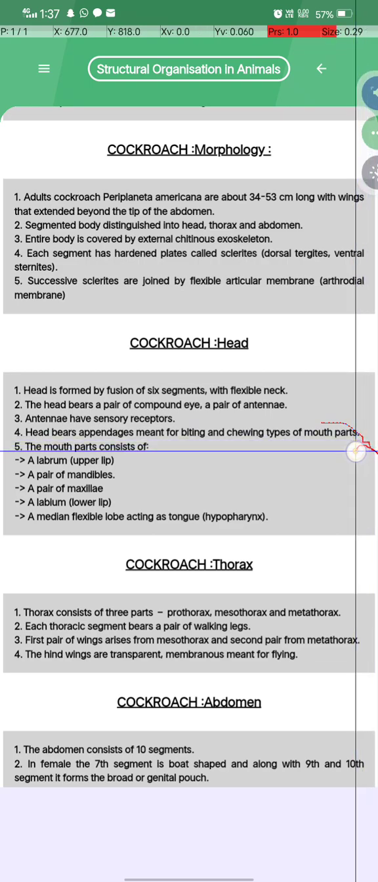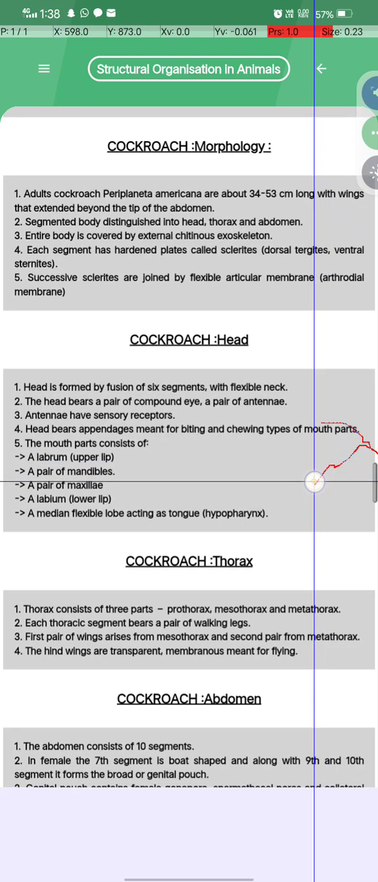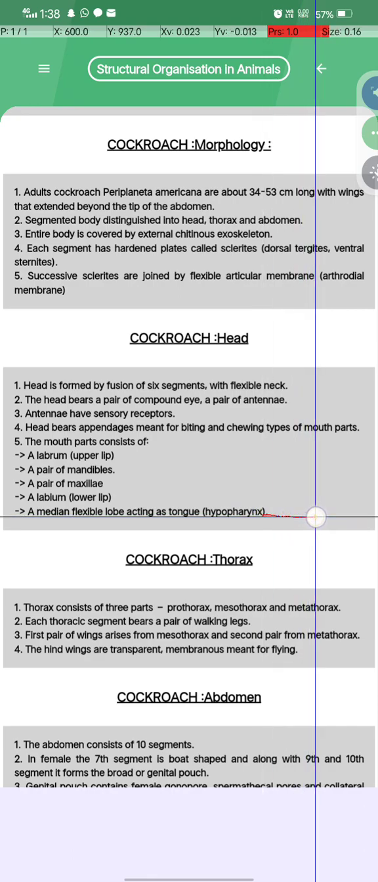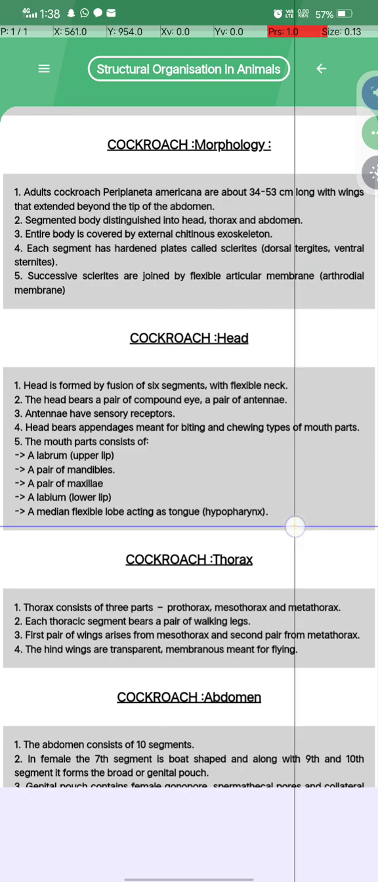The mouth parts consist of labrum, a pair of mandibles, a pair of maxillae, and labium, the lower lip. The medallion, a flexible lobe, acts as a tongue, जिसको हम लोग हाइपोफैरिंग्स भी कहते हैं.